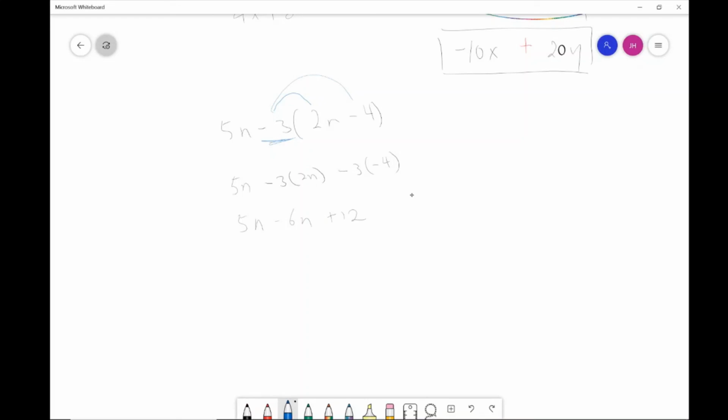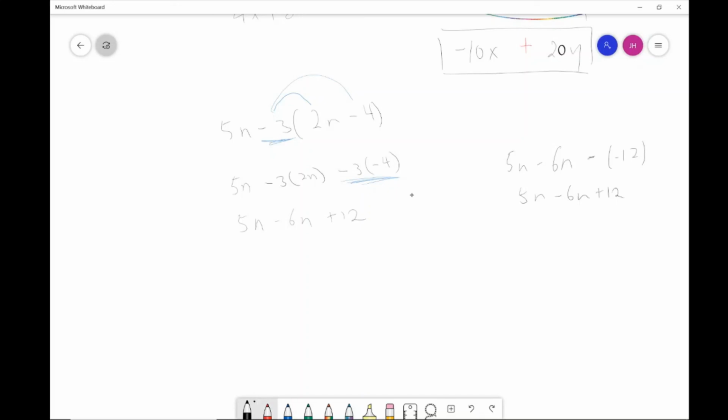If you don't want to read that as -3 times -4, another way of doing this step is that, well, 5n minus 3, well, in this case, the second term has to be -6n anyways, so it doesn't matter. If you want, the third term, you can read it as minus 3 times -4, which is -12. So altogether, you still have 5n minus 6n plus 12. So please don't get confused about it.